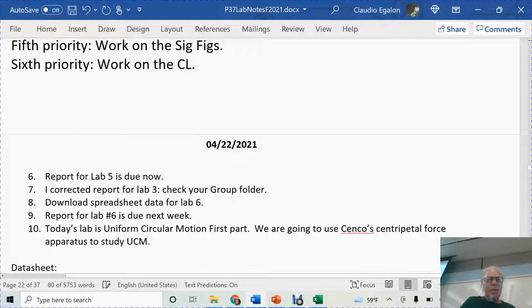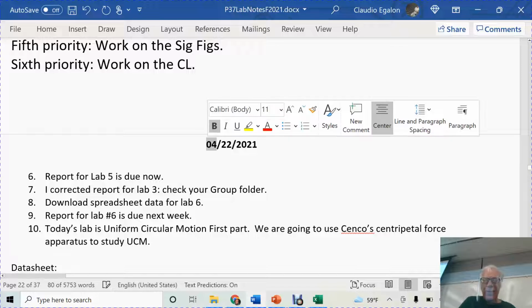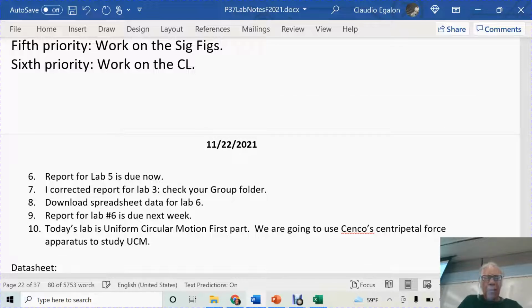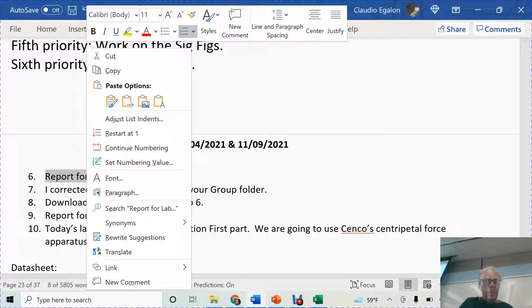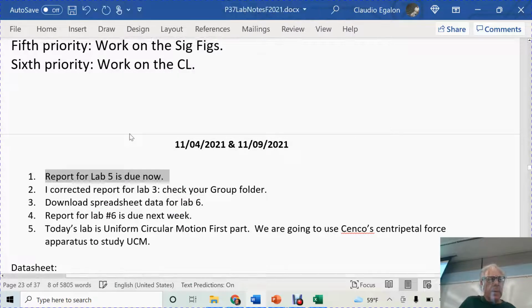Okay, today is 11/04/21, and the next one on Tuesday is going to be 11/09/2021. We start at 1 today.